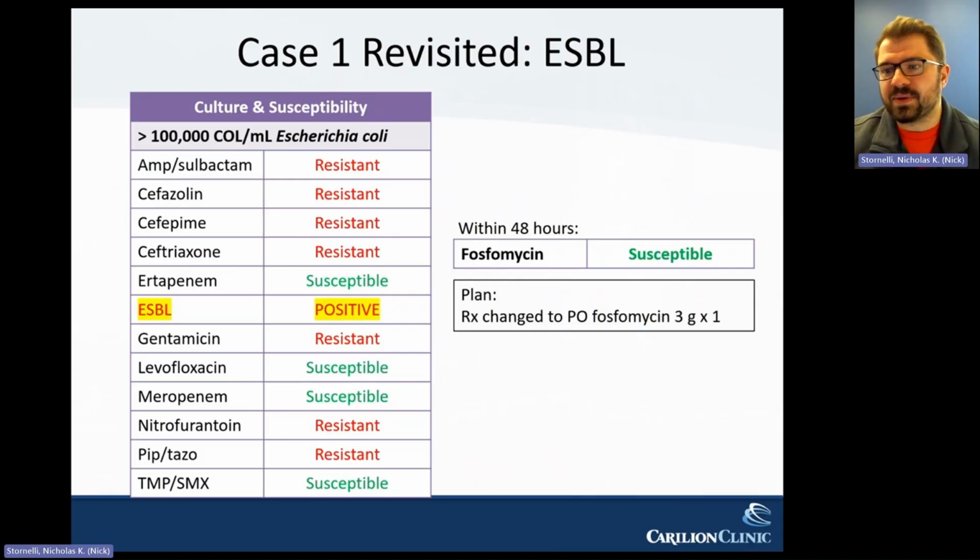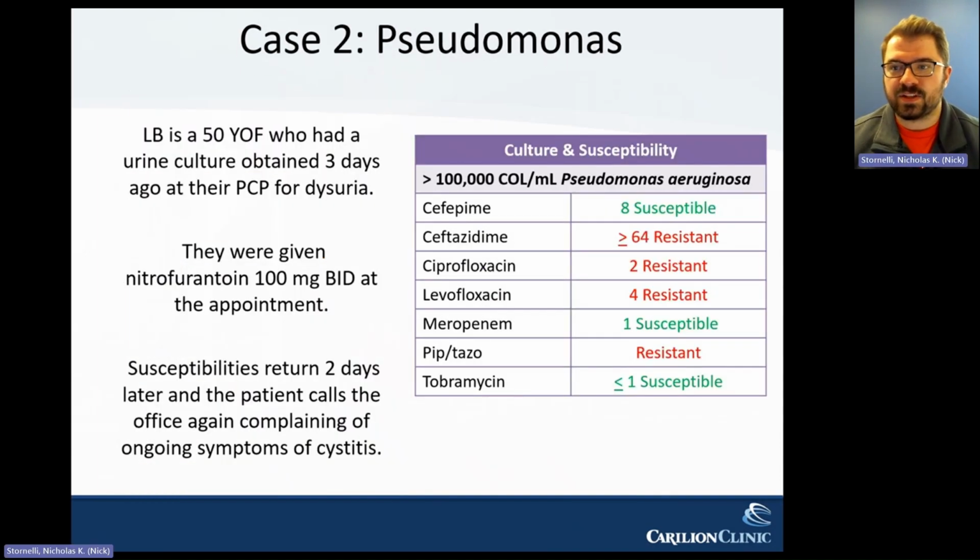So revisited here, we got our susceptibility result back for fosfomycin, and it was susceptible, and the patient had their prescription changed to fosfomycin and was hopefully symptom-free and sent on their way. Case 2, Pseudomonas. So this is LB, a 50-year-old female. Once again, dysuria coming into the primary care office, prescribed empirically nitrofurantoin, but you know that the susceptibilities came back with Pseudomonas.